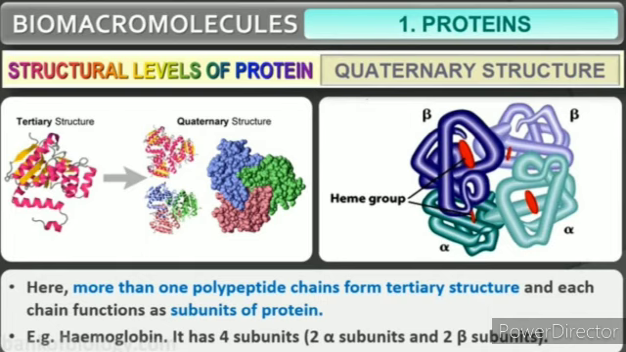Then the last, quaternary structure. Here more than one polypeptide chain forms tertiary structure and each chain functions as a subunit of the protein. Example, hemoglobin. It has 4 subunits, 2 beta subunits and 2 alpha subunits.